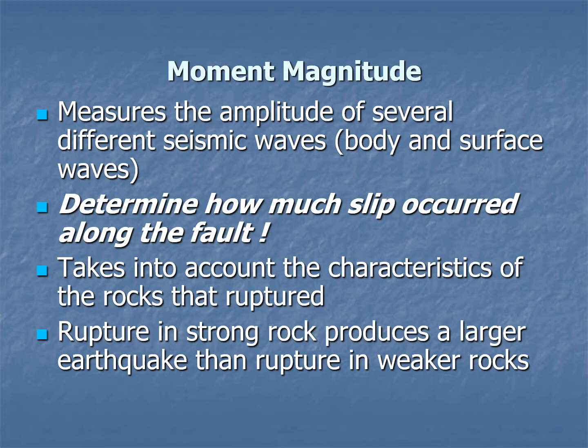So the old Richter scale only looked at the amplitude of body waves. Moment magnitude is going to look at the amplitude of body waves and surface waves, which is good because remember the surface waves have a larger amplitude. We're also going to look at some of the after effects, okay? So we are going to try to determine how much slip occurred along the fault during this earthquake. We will also maybe take into account the characteristics of the rocks that ruptured.